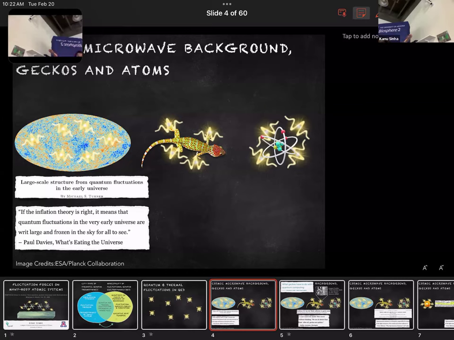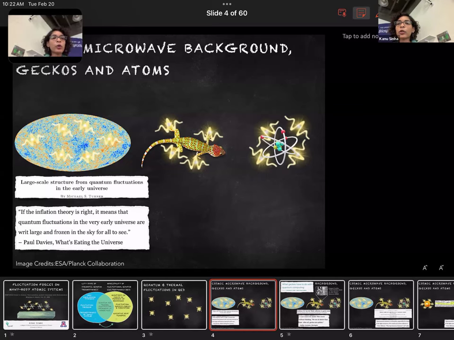In some way, you can think that we are all ultimately quantum fluctuations. If you ask an astronomer, they would tell you that we are stardust. But if you ask a cosmologist, they may tell you that you're a quantum fluctuation. This is a nice and relevant quote from a book by Paul Davies, which I like.